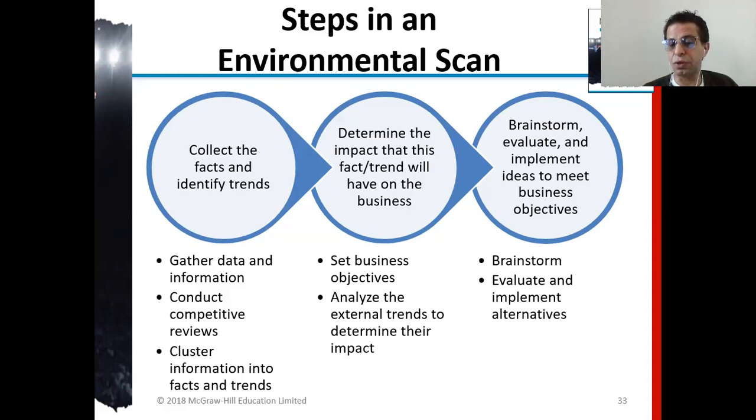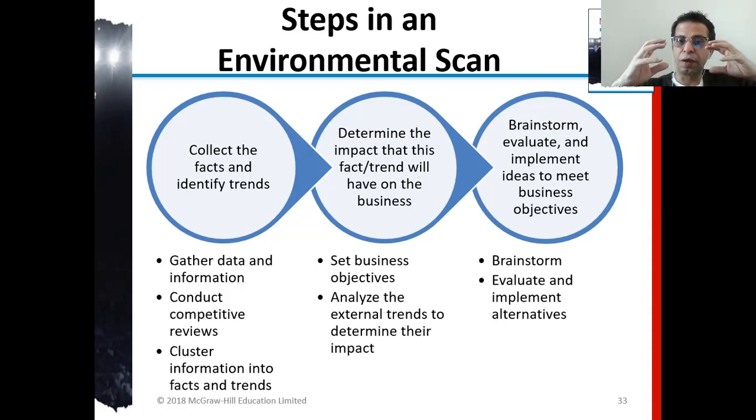The second step is to determine the impact that this fact or trend will have on the business. So after you build your hypothesis and prove it, you check the validity and reliability, and whether there is a positive correlation or a negative correlation. I think you took some of this in marketing research. And what's the amount of positive correlation or negative correlation?